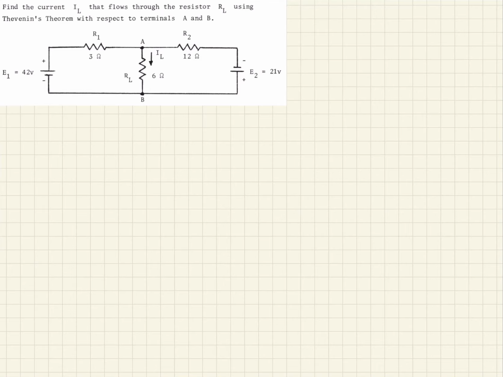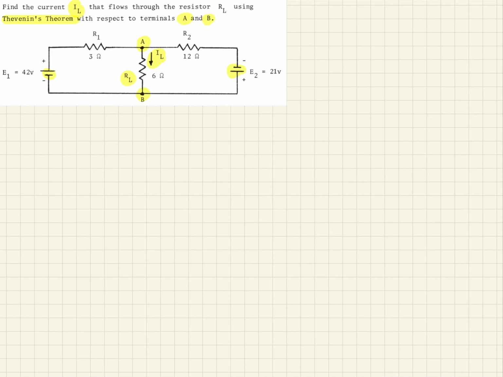So here's an example where we're given a simple circuit. We have two voltage supplies here, and they're asking us to find this current IL, which we see here is flowing through resistor RL. And they're asking us to solve this using Thevenin's theorem with respect to terminals A and B. So that's these terminals here, A and B.